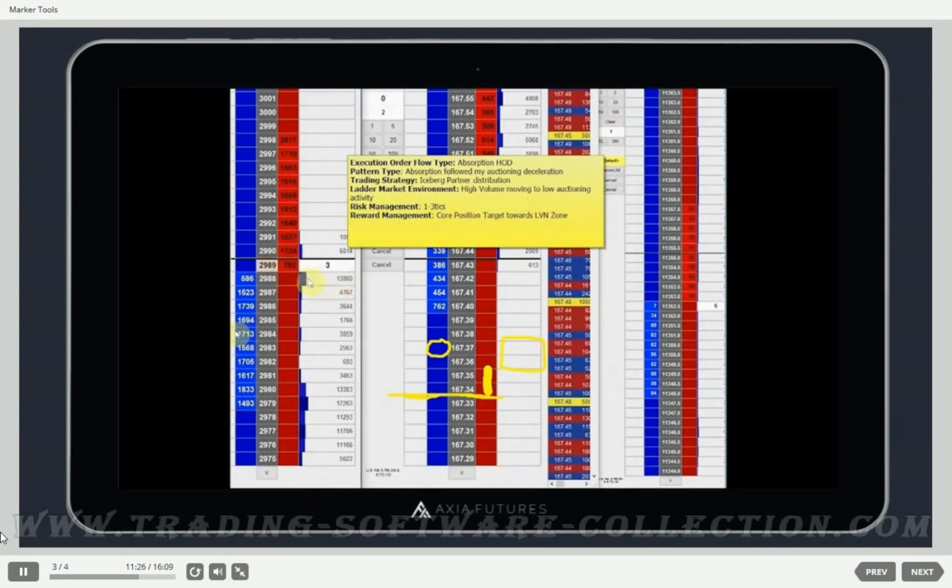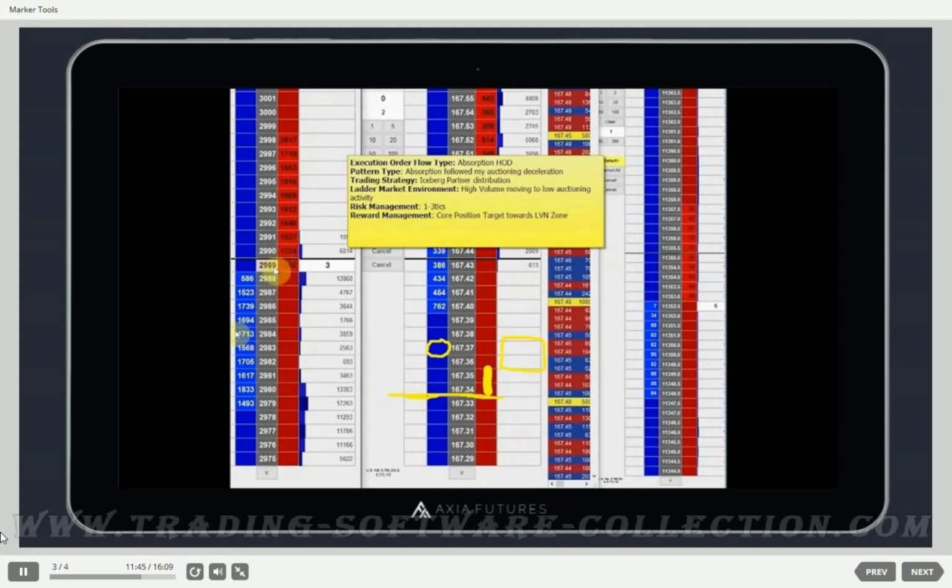So again, what you want to see: first you want to observe the absorber, and once you have observed the absorber or the iceberg, you want to see the velocity exchange on the prices start decreasing, the relative rate of exchange start decreasing. And what we're looking for over here is a scalp.